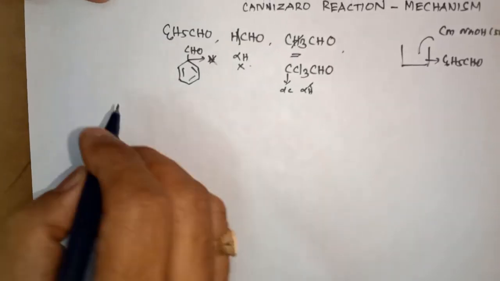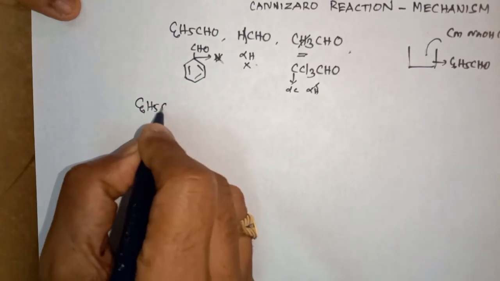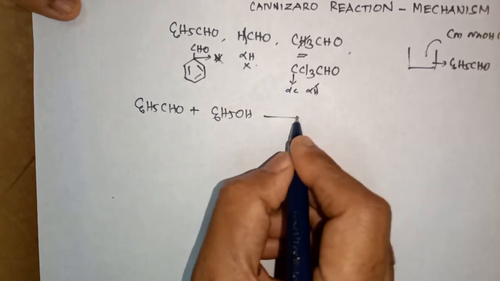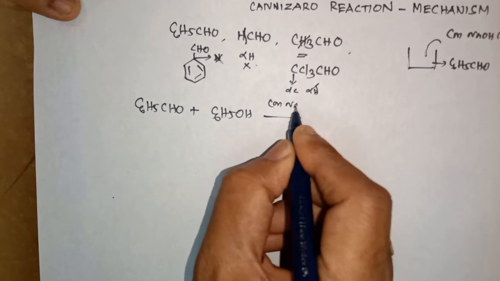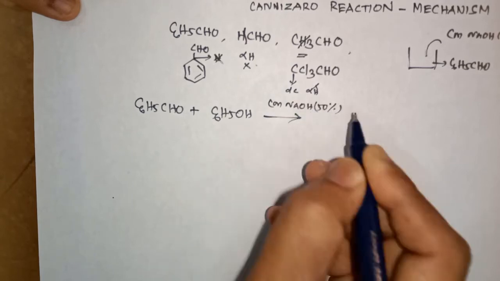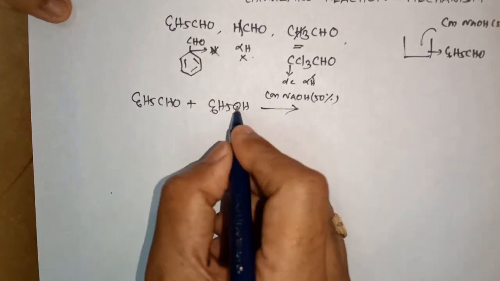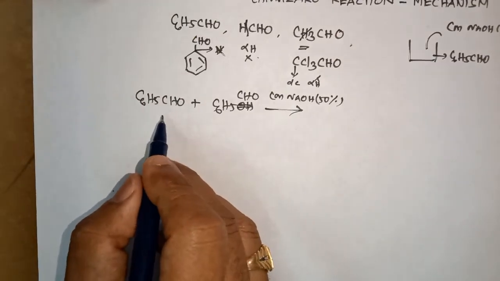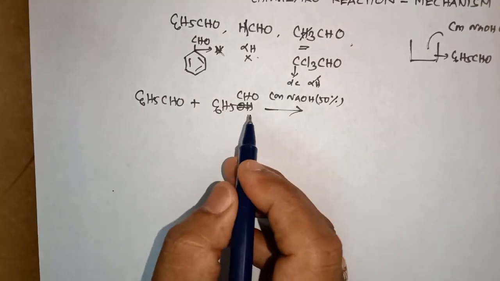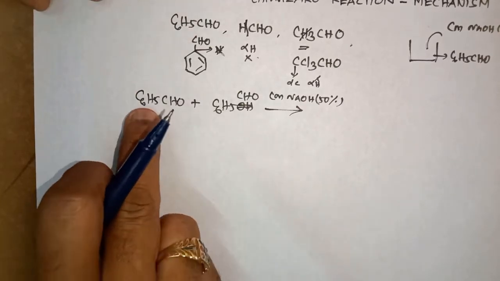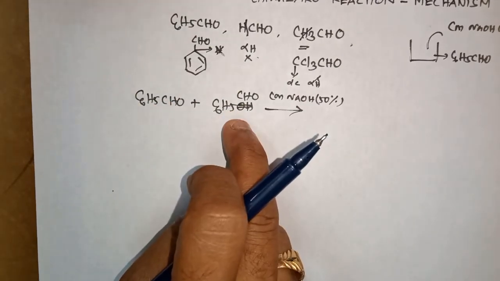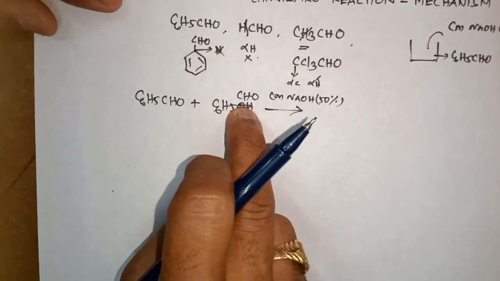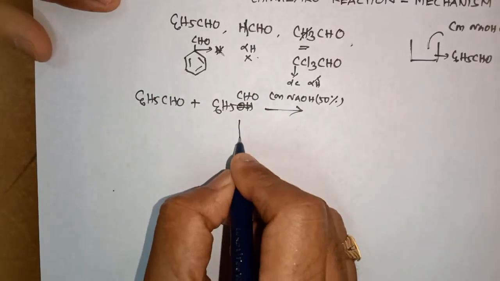I write the reaction of this. You see, one is benzaldehyde, C6H5CHO, plus C6H5CHO in the presence of concentrated NaOH 50%. What will happen? One molecule of benzaldehyde is undergoing oxidation, another molecule of benzaldehyde is undergoing reduction. Here both the benzaldehydes are the same type, so either this one is undergoing oxidation or that one is. You assume this one is undergoing reduction.